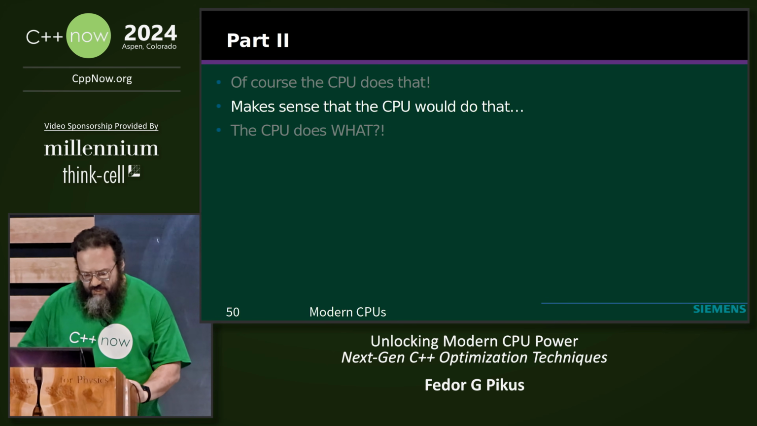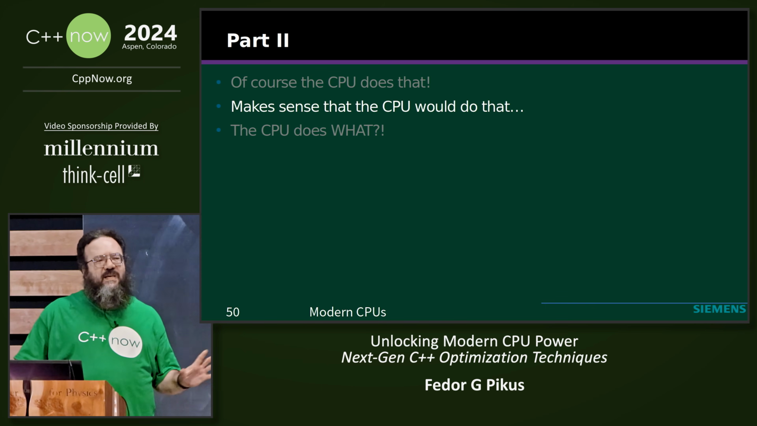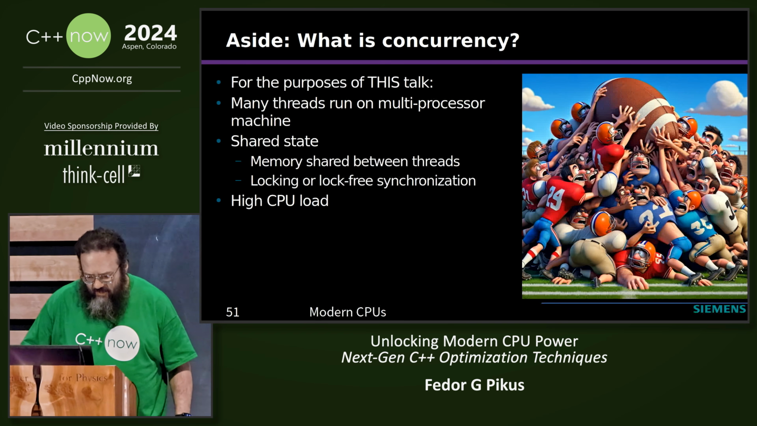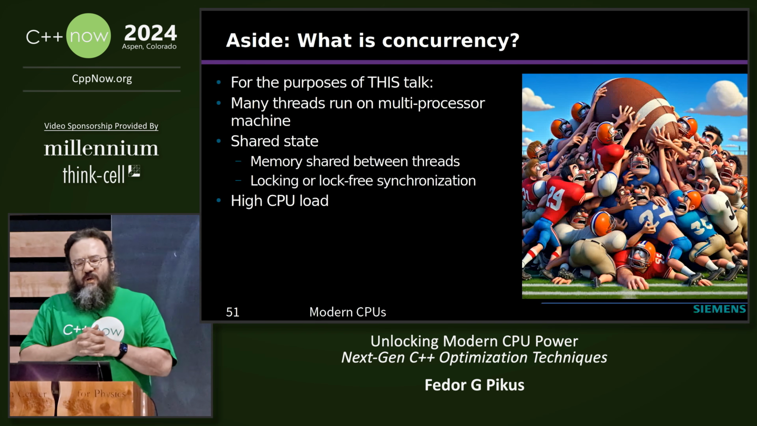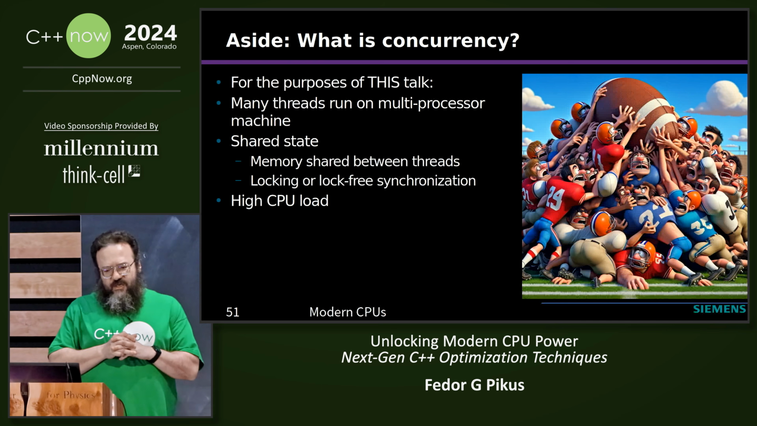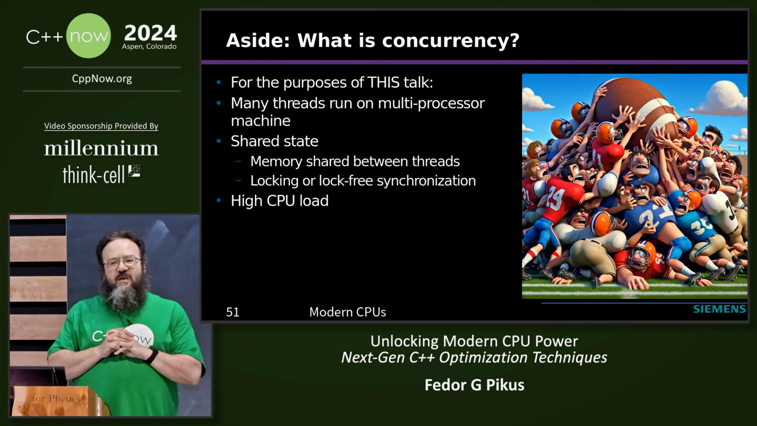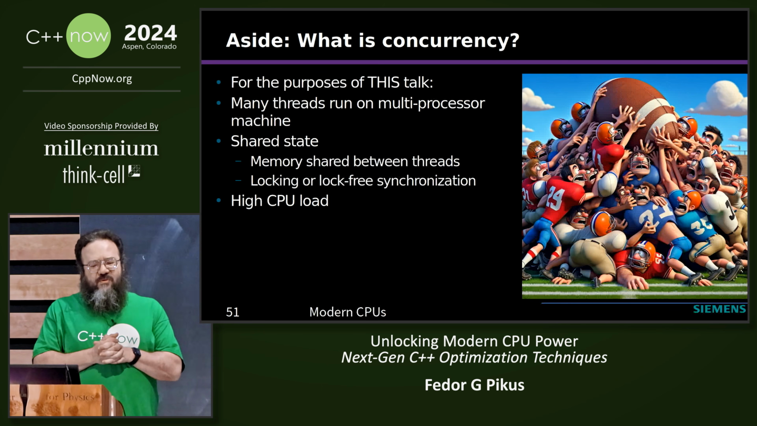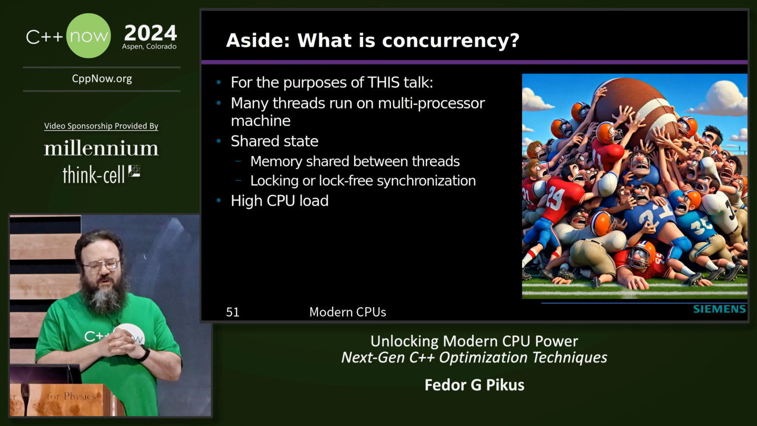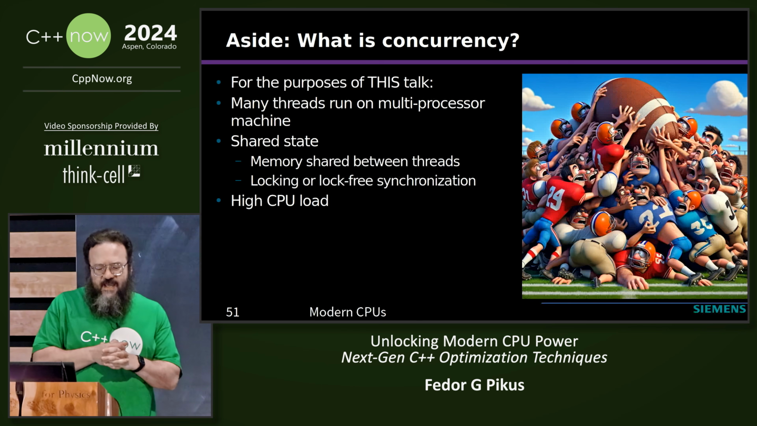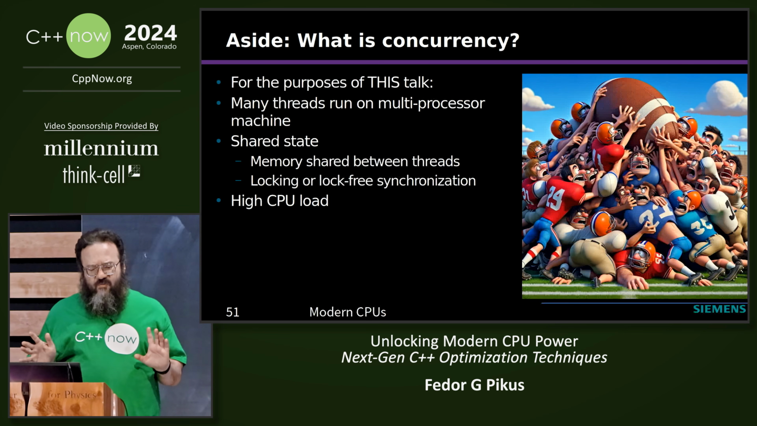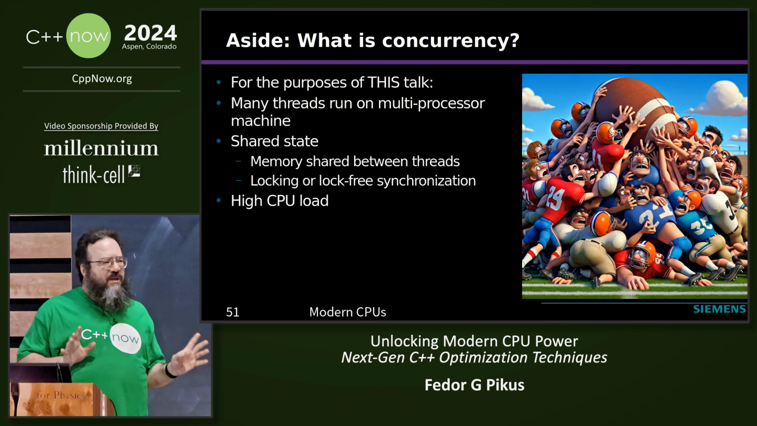All right, let's go to the second part, which is kind of things that after I explain to you, they make sense. And we're going to talk about concurrency in that section. Now, I must clarify, concurrency means different things to different people. We're talking about multiple threads running on a multi-processor, multi-core machine with a shared state, meaning we have data shared between threads, we have locking or lock-free synchronization, and we're targeting high CPU load.